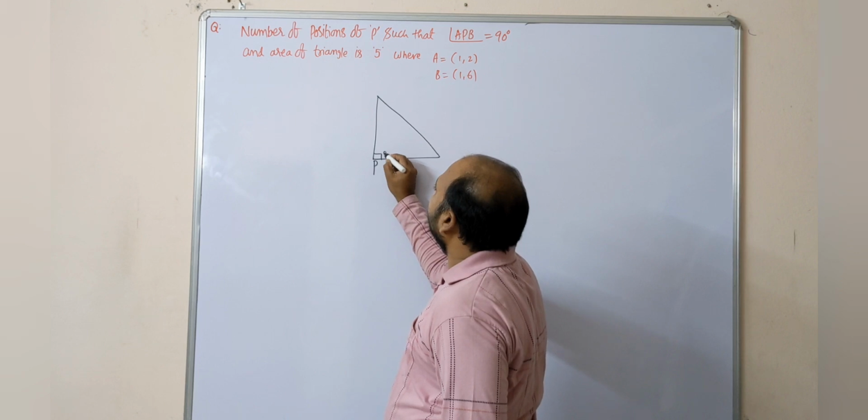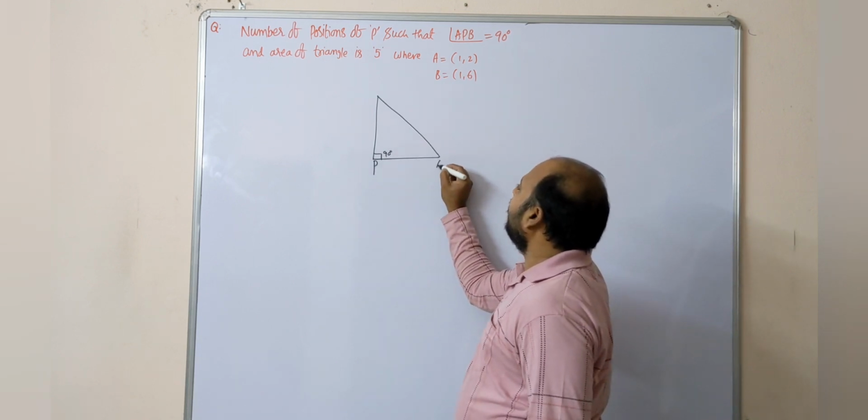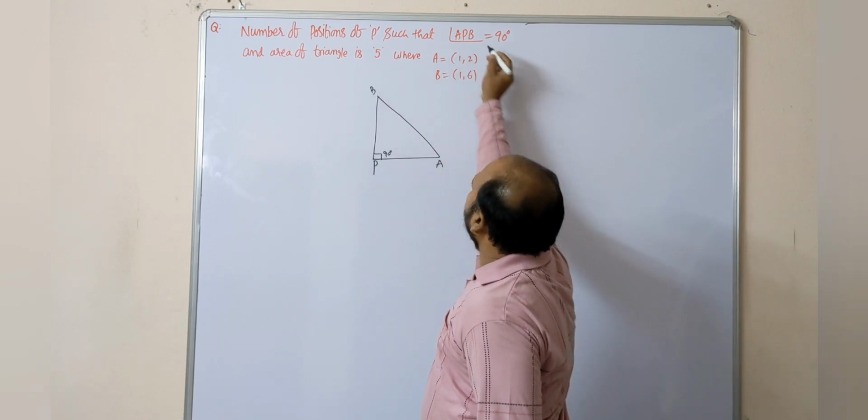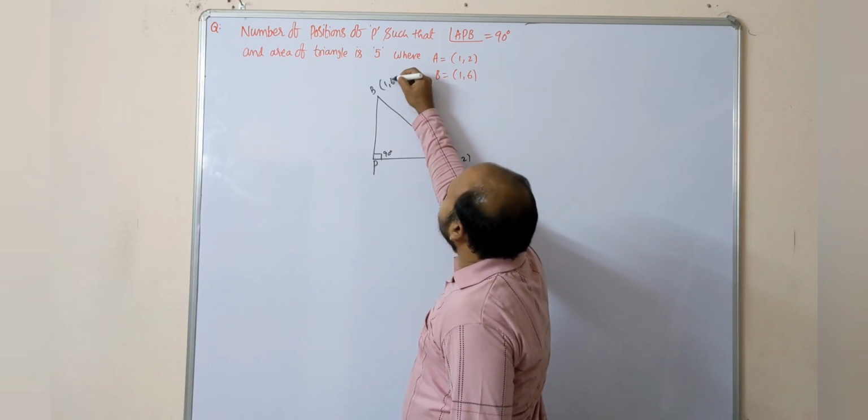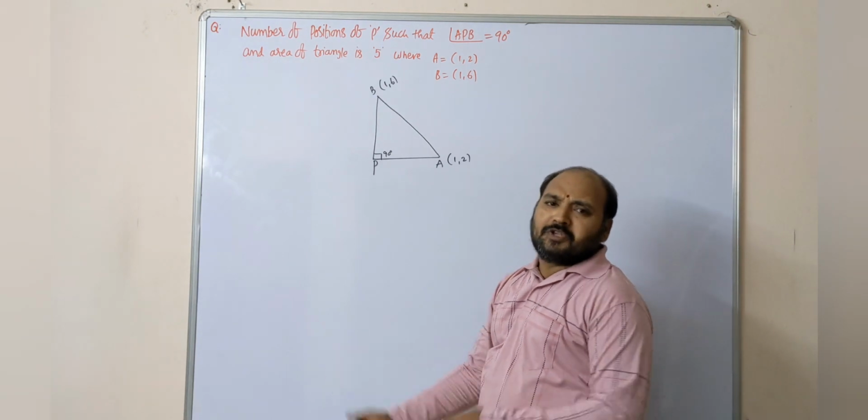So this is at right angle, 90 degrees. A, P, B. Okay. A value (1, 2) is given. B value (1, 6) is given. P is some point.